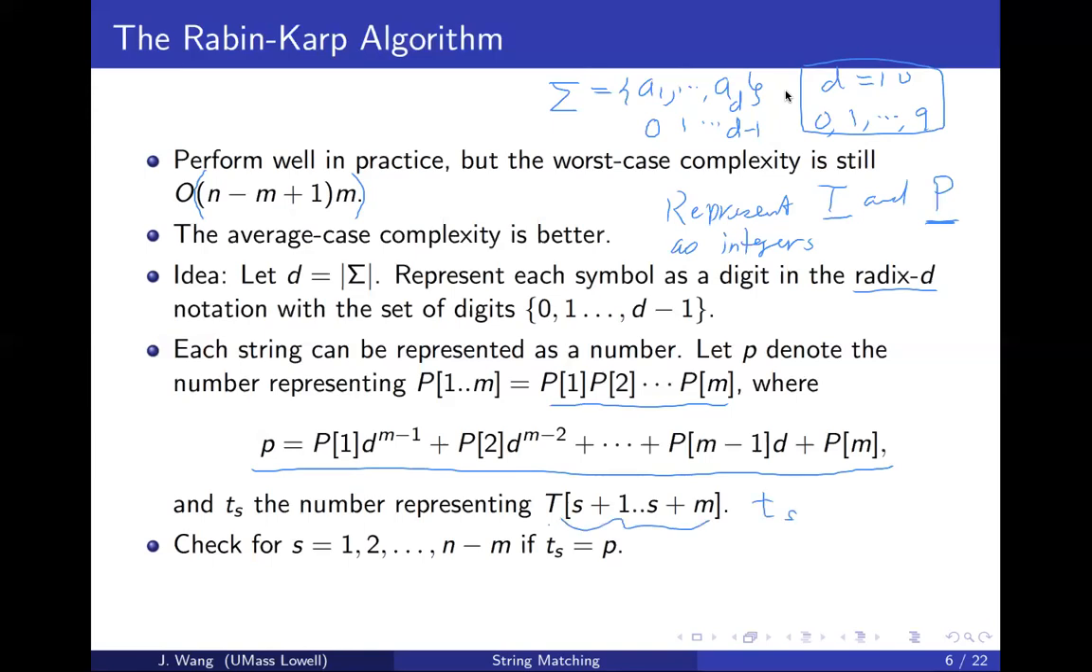So Ts is a number, and P is a number. That means we reduce the comparison of two arrays into a comparison of two numbers. As long as they are within a word length, comparing two numbers is just one step instead of m steps. That is the time gain we can get. All right, so that's the idea.